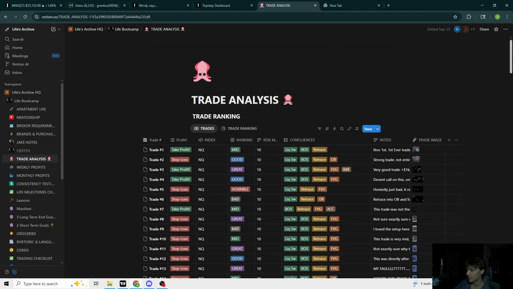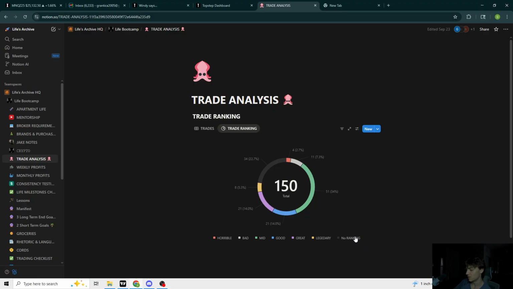But yeah, I think that's a decent bit of what I wanted to go over. You can also connect charts to this, which is awesome. This is also what I love about Notion, is that I can go back and see which percentage of trades end up being horrible, bad. Around 44% of my trades just end up being mid. The same percentage is good and great, and then around 7% end up being a legendary trade.